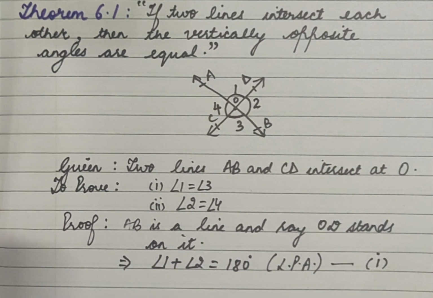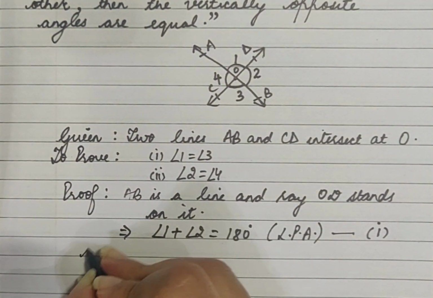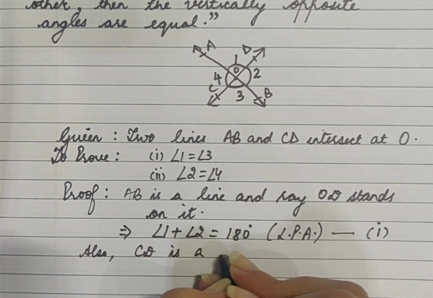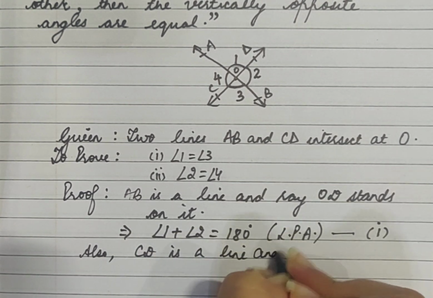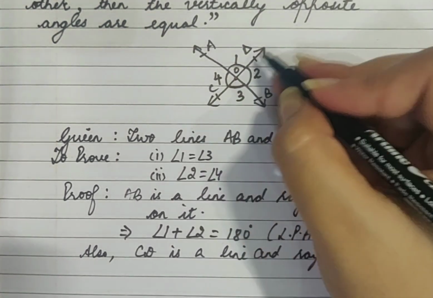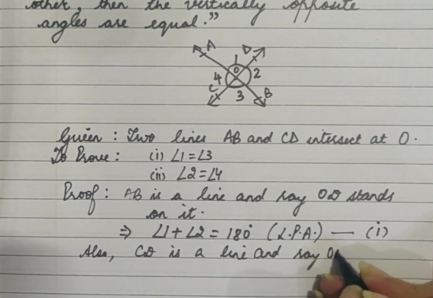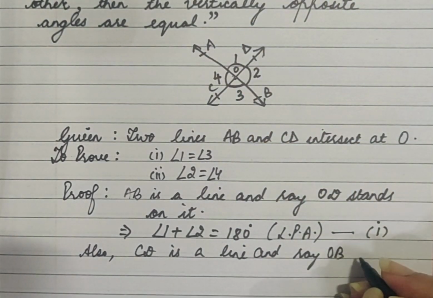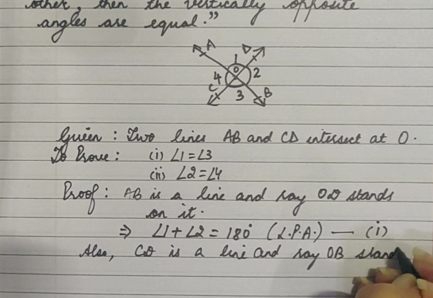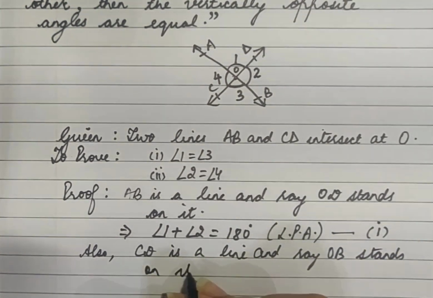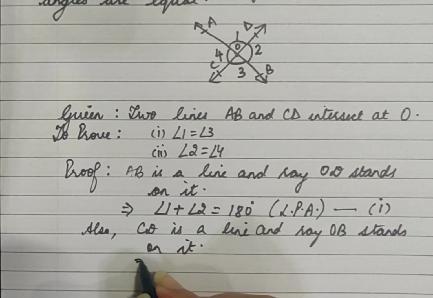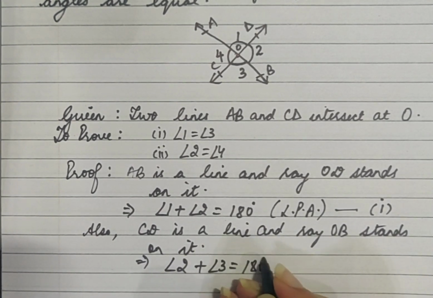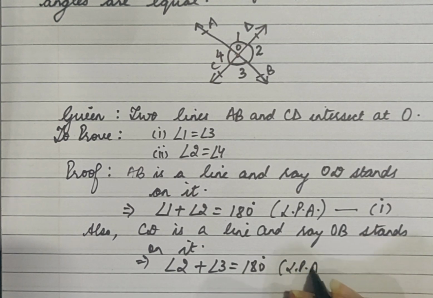Again, CD is a line and ray, what is the ray falling on CD? OB. OA is also falling. You can take OA. OB stands on it. It implies angle 2 plus angle 3 will be equal to 180 degrees. Again, linear pair axiom.